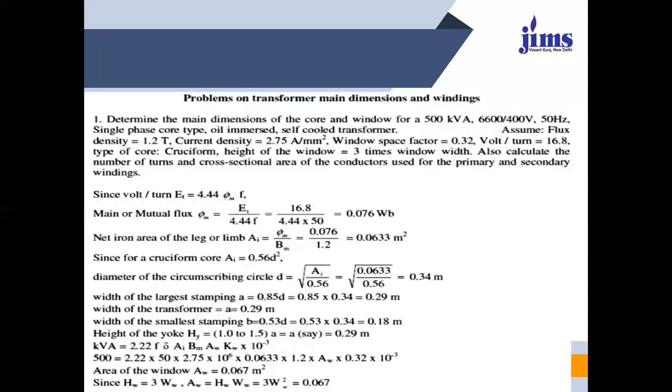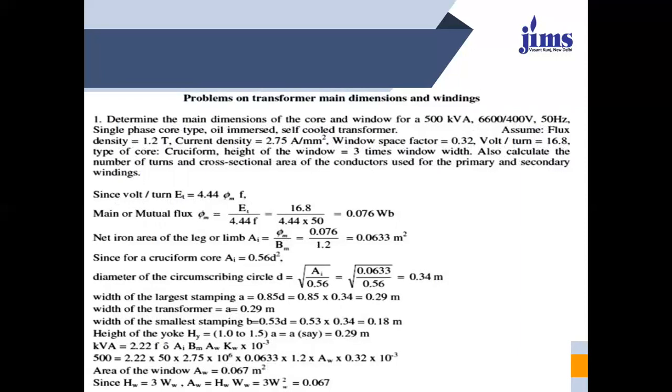This volt per turn, Et, is given, and it follows the formula 4.44 f φm, so we can calculate the value of φm from that. Similarly, since the value of Bm is given, we can calculate the value of Ai by the formula φm upon Bm. For the cruciform core, Ai is given as 0.5656 times D squared, so we can calculate the value of D.